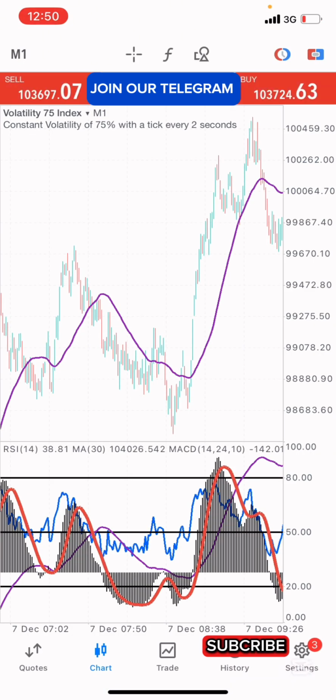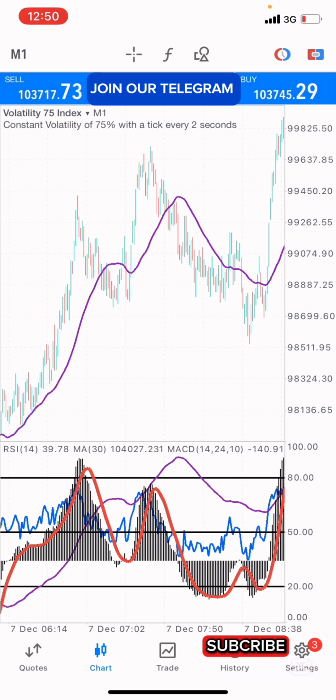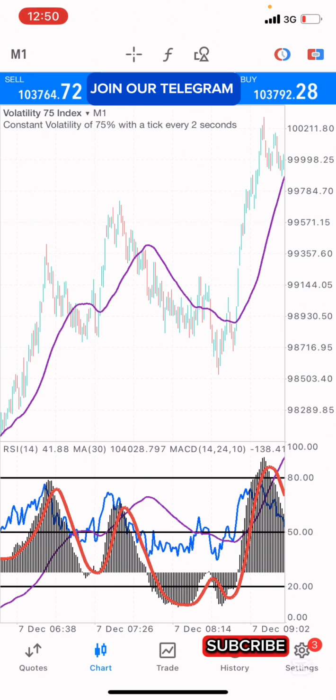All right, now this is the setup for this strategy. You want to make sure that your chart is exactly the way mine is looking, because a lot of people get this wrong. They don't set the parameters accordingly to the way I set them, so they have a different looking chart.